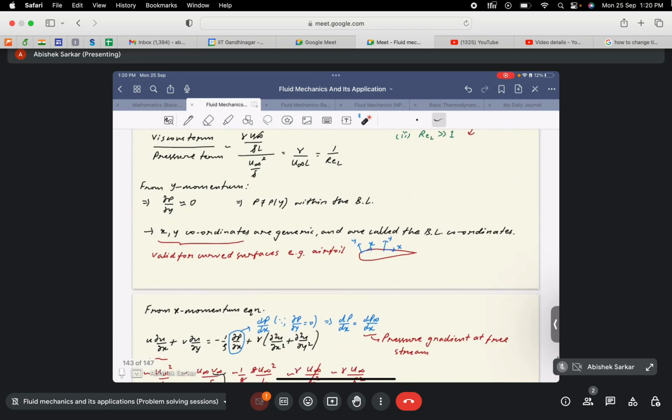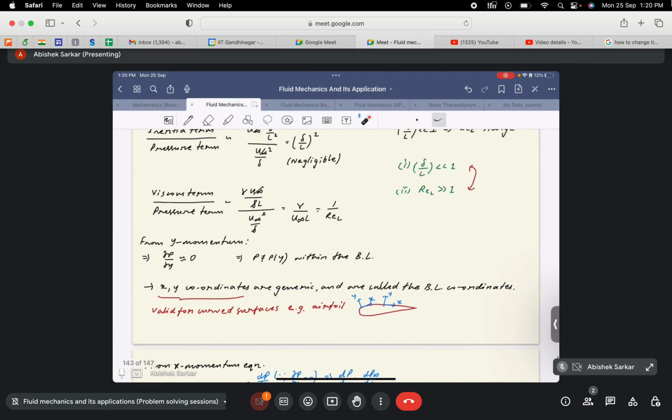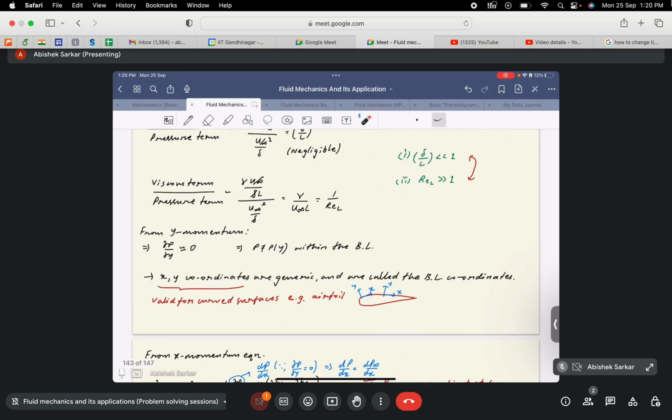So this is the first conclusion that we get from the y momentum equation after applying these two approximations. Again, the x, y coordinates are generic and are called the boundary layer coordinates, and this analysis is also very much valid for curved surfaces. In this case we are dealing with a flat plate, which can easily be solved using a Cartesian coordinate system, and that's why the x and y coordinates match the x and y coordinates of the Cartesian coordinate system. But if we are taking an airfoil, these x, y coordinates will not be the Cartesian coordinates, but will be the coordinates along the curved surface, different from the x and y that we choose for a Cartesian coordinate system. Those will be termed boundary layer coordinates. So this is what we need to keep in mind.